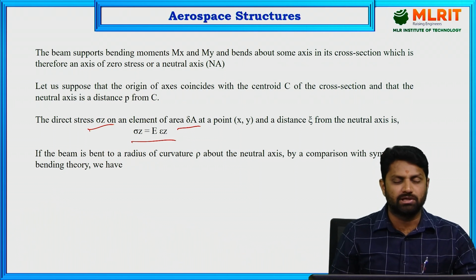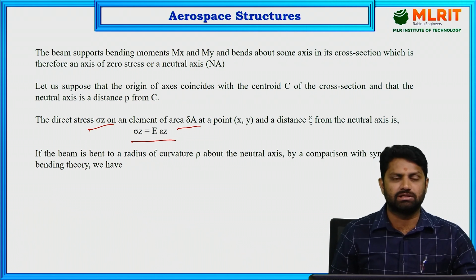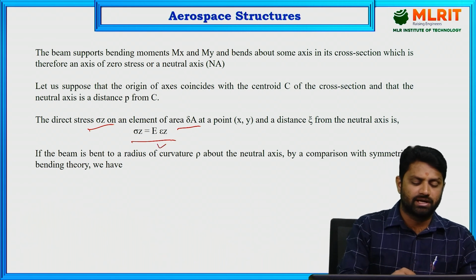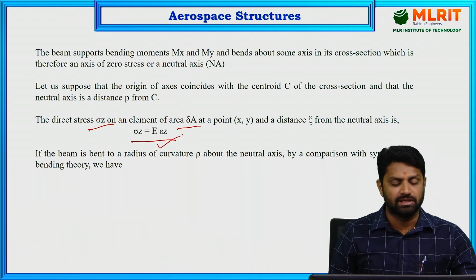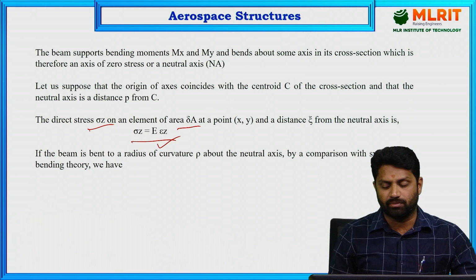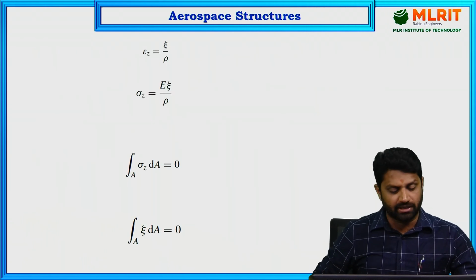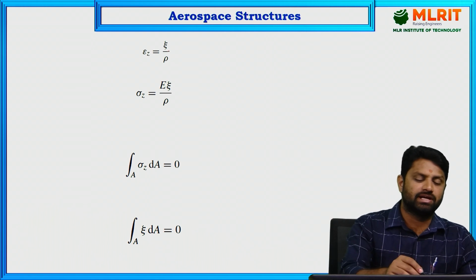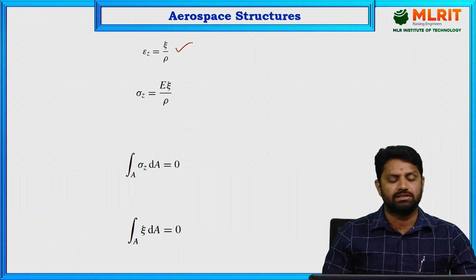We know that Young's modulus is nothing but stress by strain. So from that you can write stress in z direction, that is sigma z equals E into epsilon z. If the beam is bent to a radius of curvature rho about the neutral axis, by comparison with symmetrical bending theory, we can write epsilon z, that is strain in z direction, as zeta by rho.